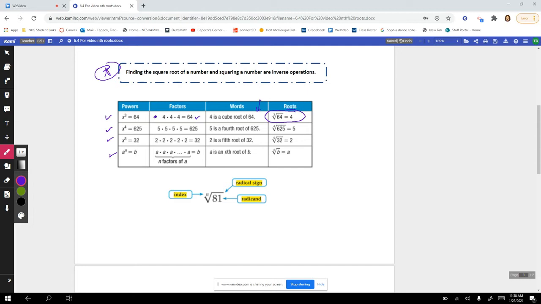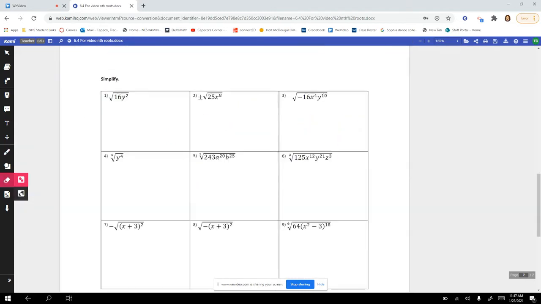Now, again, just a reminder, the number or combination of numbers and variables underneath the radical sign is called a radicand. This number right here is called the index. It's what root are we taking? Are we taking the third root, fifth root, or is it just a square root? When we have the square root, the number there is actually 2, but we just don't write it. If I just see a square root by itself, you're assuming that number is 2. Now we're going to simplify.